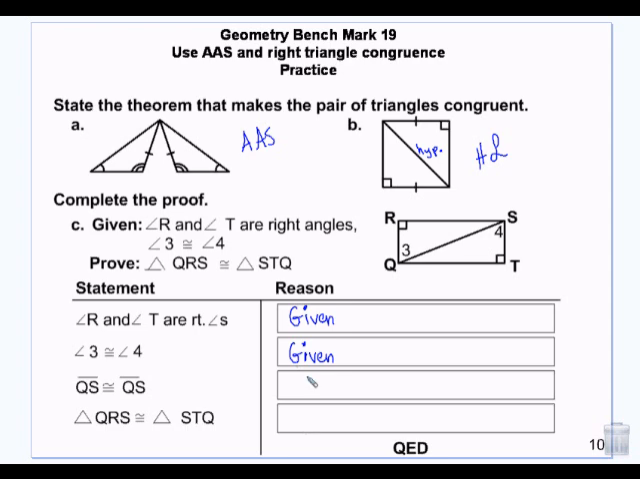Okay. So what I've got is that R and T are right angles, and that angle 3 and angle 4 are congruent. So I'm just going to go ahead and label that. QS is the same as itself. Anytime something is the same as itself, it's reflexive, like a reflection. And then if I have a hypotenuse and an angle, that tells me that the two triangles are congruent.